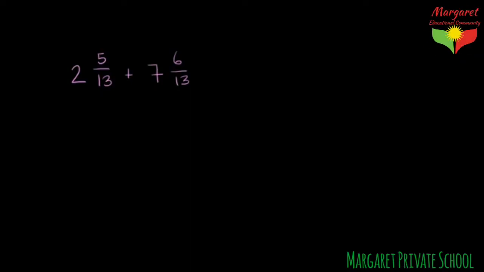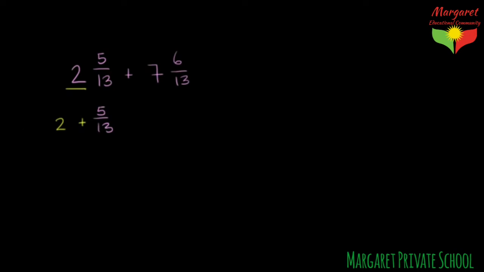Let's add these two mixed numbers, 2 and 5 thirteenths plus 7 and 6 thirteenths. The way I like to think about it in my head, I like to separate out the mixed numbers into the whole number component and the fractional component. So we can rewrite 2 and 5 thirteenths as 2 plus 5 over 13.